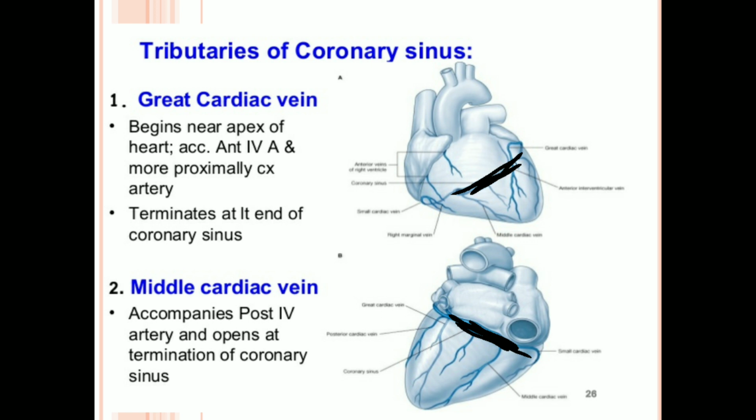Next we'll look into the tributaries of the coronary sinus. What are the tributaries? One is the great cardiac vein. The next one is the middle cardiac vein. So these are the tributaries of the coronary sinus. First, let us look at the great cardiac vein.